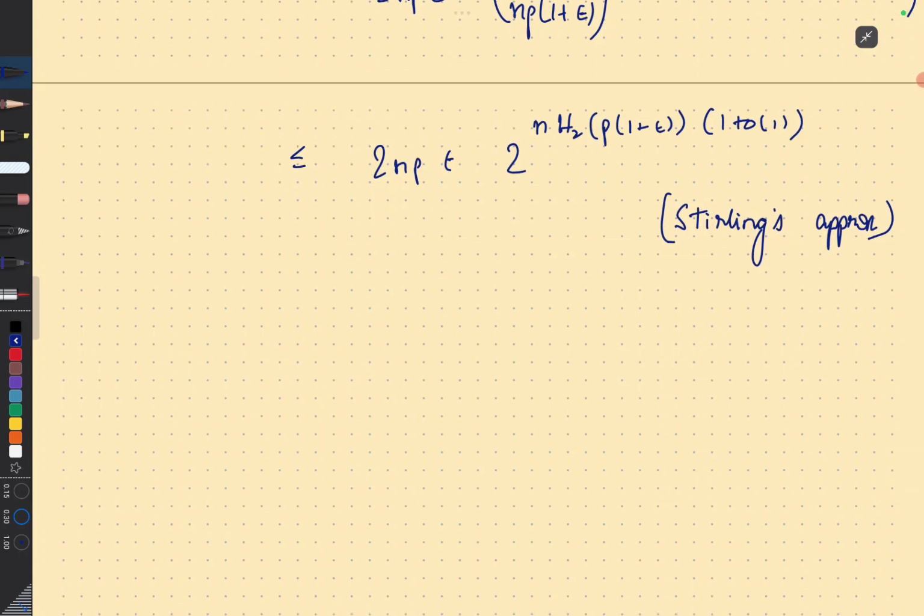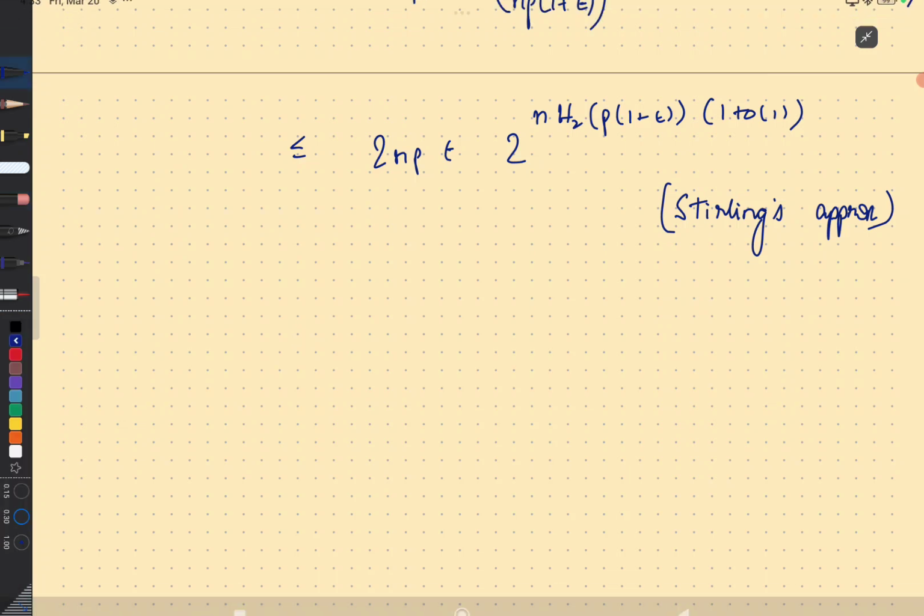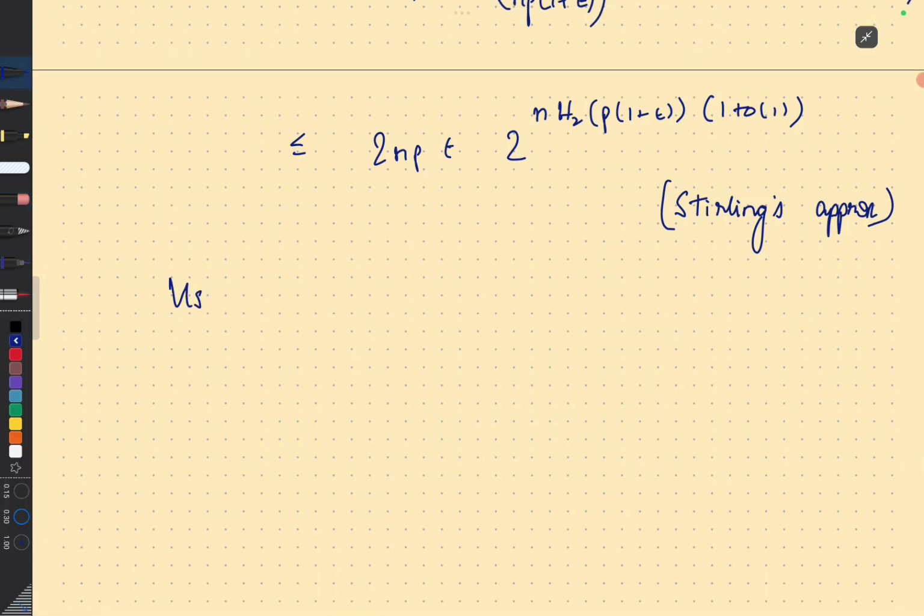All right. So this is a useful result to always keep in mind. N choose n alpha, for alpha between 0 and half, behaves as 2 to the n times the binary entropy of alpha, times 1 plus little o of 1.